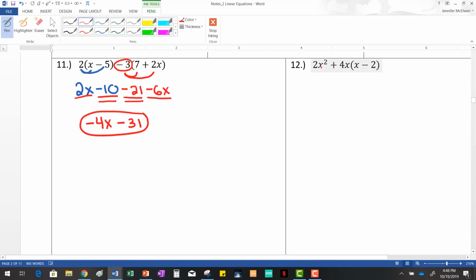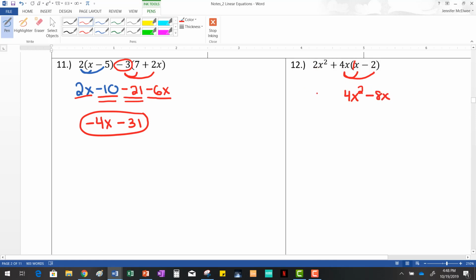Last example. 2x squared plus 4x times the quantity of x minus 2. This distributive property problem reminds me of number 4. We're going to distribute the 4x to the x. Remember, there's a 1 in front of the x, so 4 times 1 is 4. That's not going to change. But x times x, remember from our problem previously, that is x squared. Now I have 4x that needs to be distributed to that minus 2. 4x times negative 2 will give me negative, so I write minus, 8x.